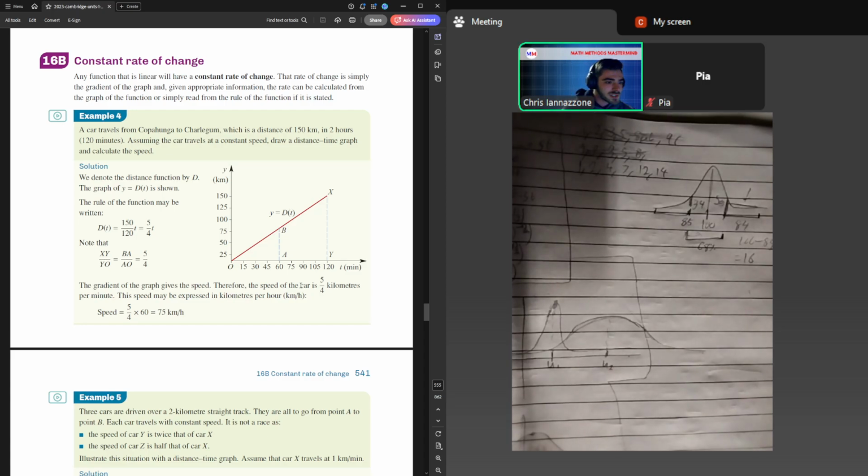Constant rate of change, we basically touched on this before. When you have a slope, you just take your 2 points and then you do the rate of change from that. So in this case, we have distance of 150 kilometers in total, which is why it ends at y equals 150, 2 hours, so 120 minutes. What's your rate of change? Assuming constant speed, you're just doing rise over run.